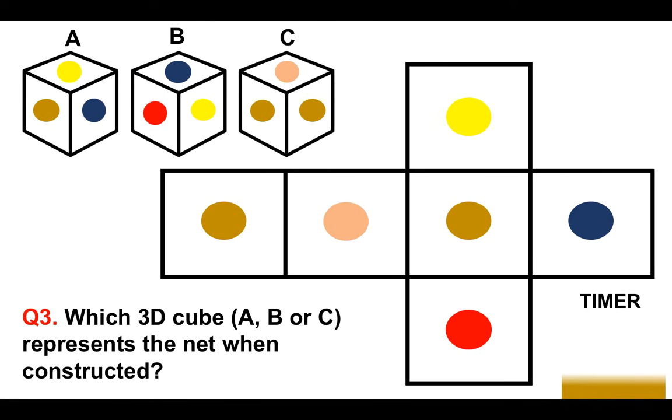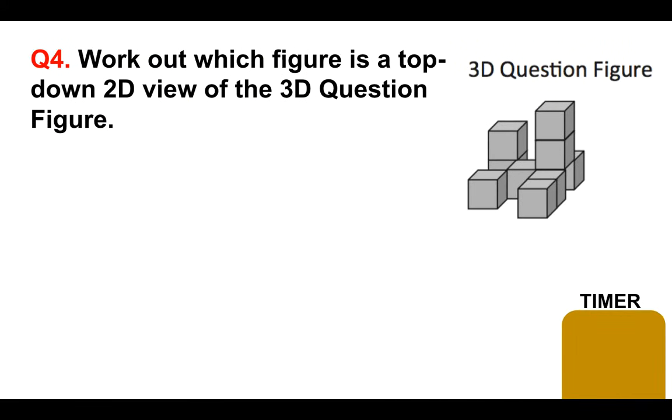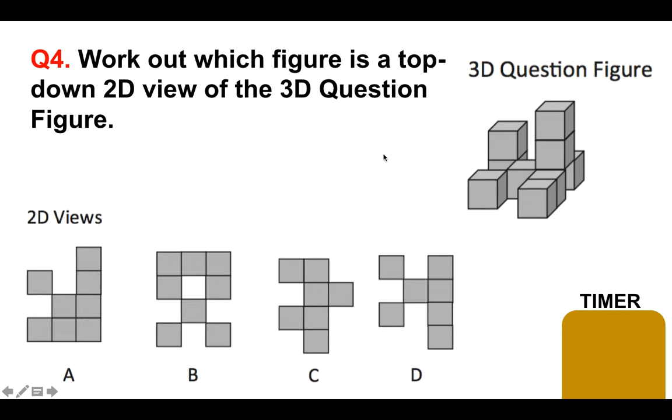And do let me know as well if you think the time is not enough or it's too much. Some of you might be really good at these. Question number 4. Work out which figure is a top-down 2D view of this 3D question figure. This is a tough one. Let's see how many of you get it correct. So is it A, B, C or D? So you're looking down from the top, looking down, and which one represents it? Got 15 seconds.